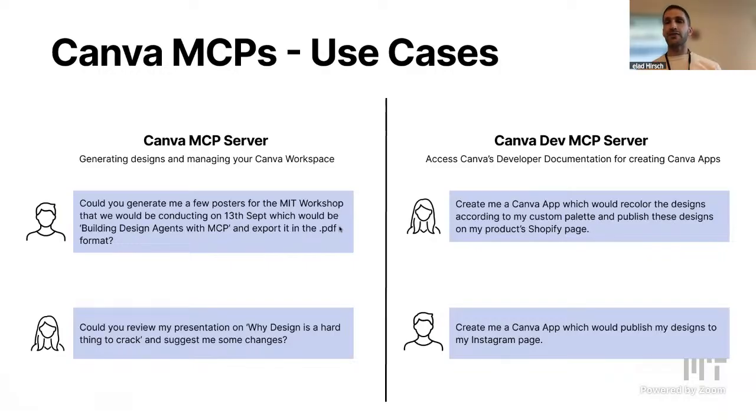And for the Canva Dev MCP server, I guess throughout the hackathon, you can use both. Maybe you want to create a Canva app that would recolor the designs according to the color palette of my brand or my liking. Or we would like to create a Canva app that would publish my designs to my Instagram page automatically. So we will need a tool that uses the plugin of Canva, so we can do that through the Canva Dev MCP.